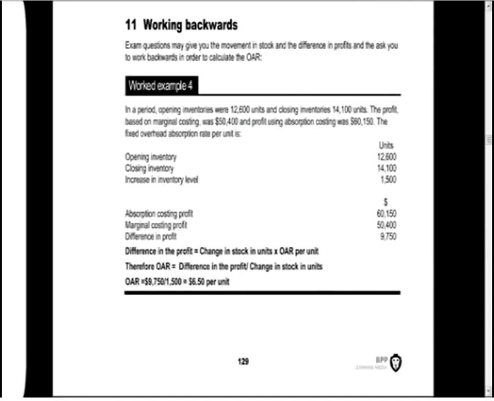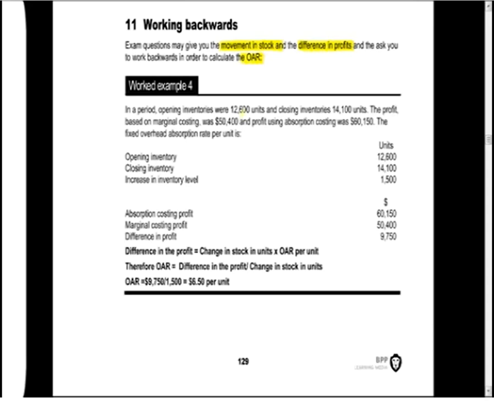Now that we understand the principles of absorption costing and marginal costing, we need to turn our attention to how this could be tested. An exam question might give us information and ask us to work backwards. So for example, we might be given the change in stock and the different levels of profits, and have to work backwards to calculate the overhead absorption rate.